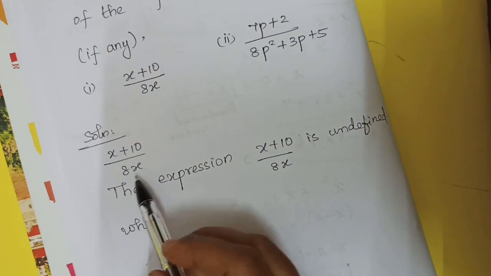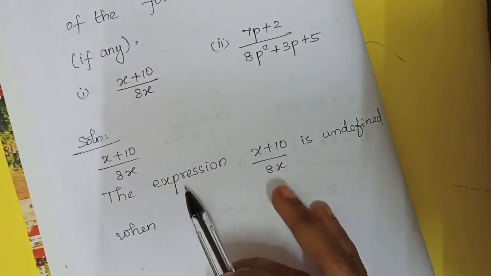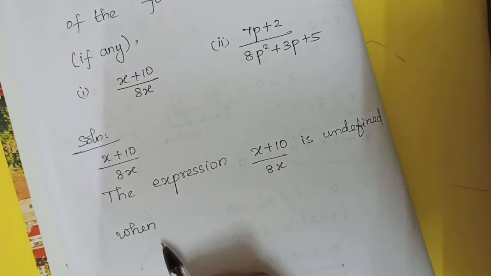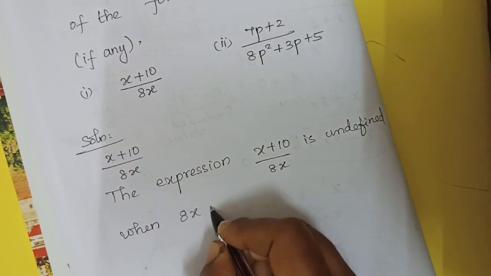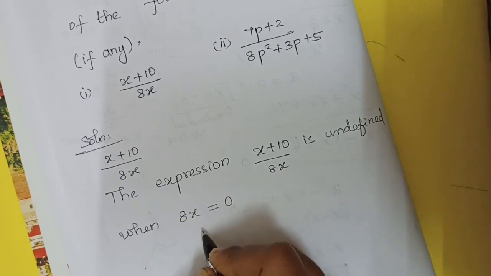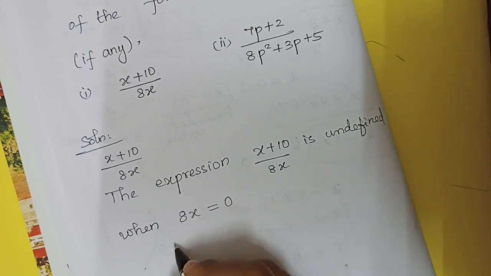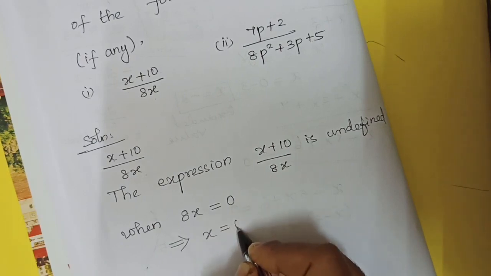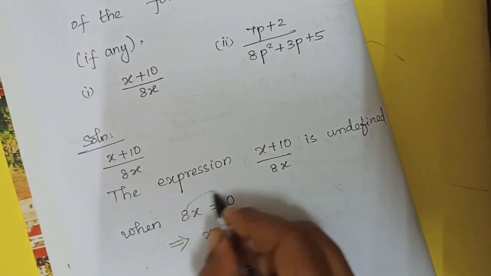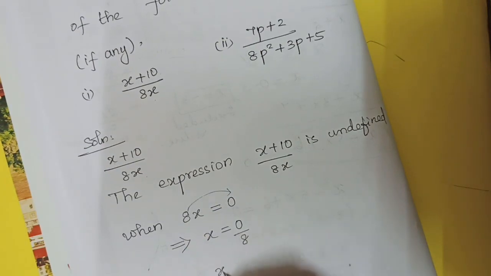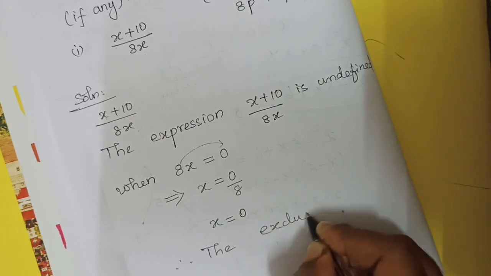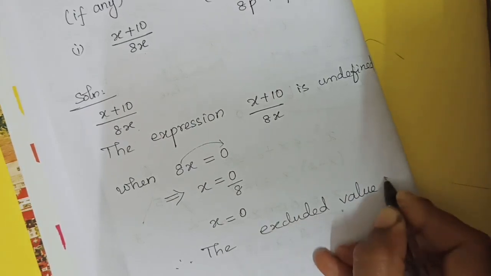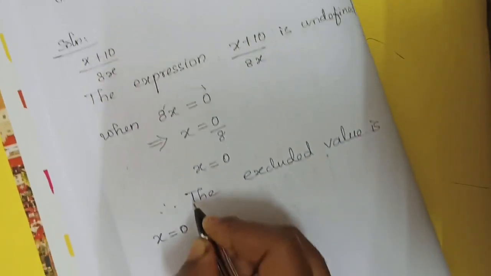Listen. Here (x plus 10) by 8x, the expression is undefined. When it will be undefined? The denominator is 0. So, here what is the denominator? 8x should be equal to 0. From this, we need to find the x value. What is that? It implies x equal to 0. Here 8 transposing this side divided by 8. So x equal to 0. Therefore, the excluded value is x equal to 0.